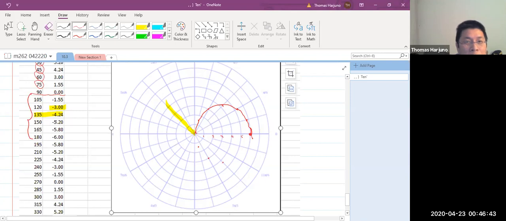150 degrees, negative 5.2. 165 degrees, negative 5.8. So again, because it's in quadrant 2, I'm supposed to shoot in this direction, but because the value of the radius is negative, I shoot backward. Okay, now let me connect these points.